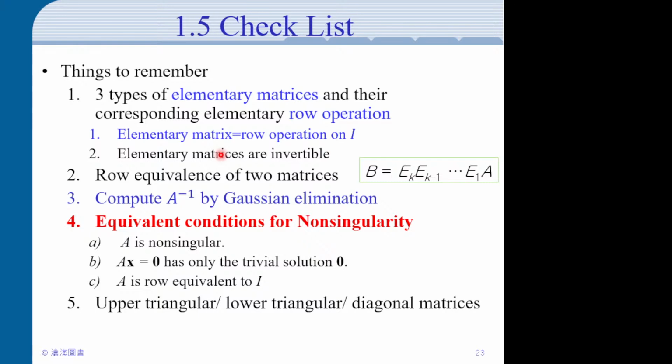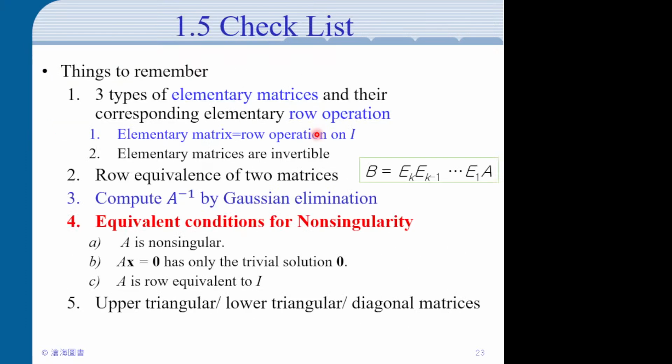The important thing is that if you multiply an elementary matrix on some matrix A, that corresponds to doing that row operation on matrix A. So you can just use multiplication by an elementary matrix to do a row operation. And yes, they are all invertible.